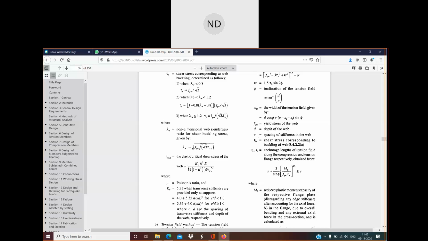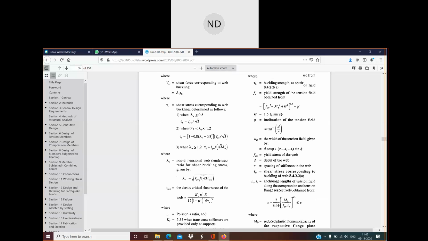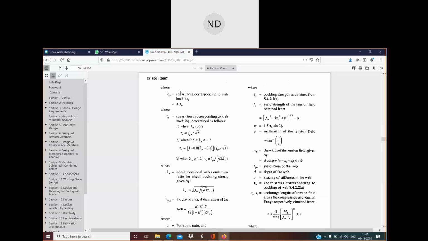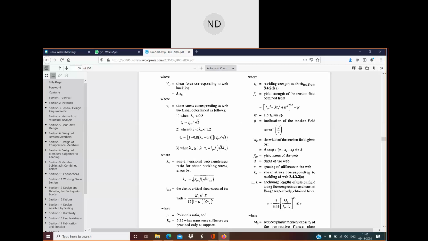To find the value of Vcr, which is Vn, first of all you have to find this τcr value, which is the elastic critical shear stress, because once you calculate this value, only then can you calculate λw. Once you find λw, you can calculate the τb value. Once you calculate τb, you can calculate your Vcr, which is the shear force corresponding to the web buckling.